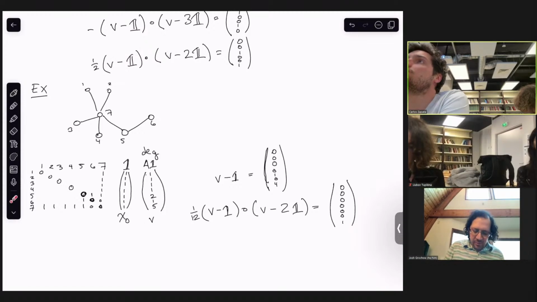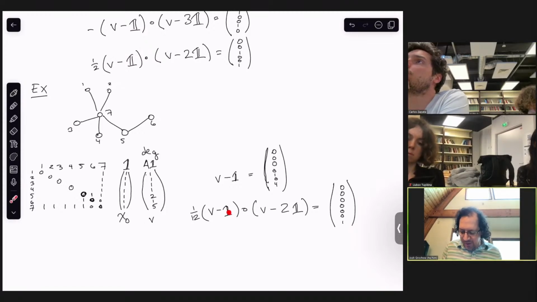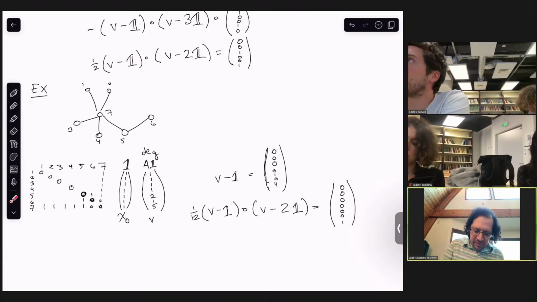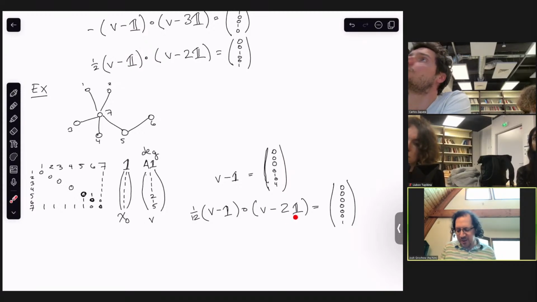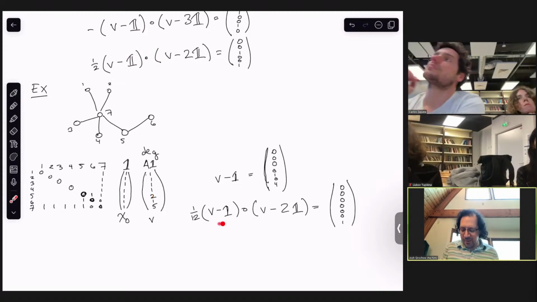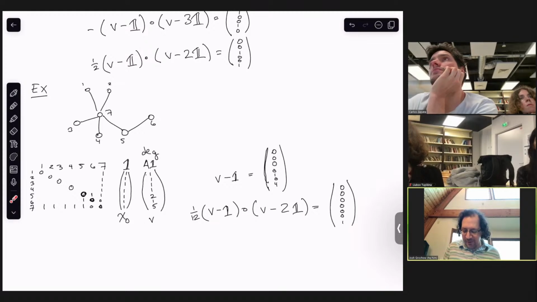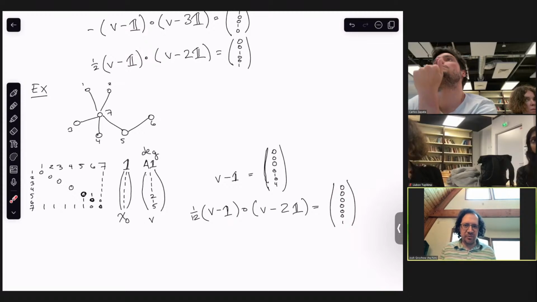Why? Because when I subtract off the all ones, that's putting zeros in the places where there were ones before. And when I subtract off 2 times the all ones, it puts a 0 in the place where there was a 2 before. And when I take the Hadamard product, that puts zeros in all of those places. But now when I plug in 5 here, this would give me 12. So I had to divide by 12 to get back this 1. So this is now using linear combinations and Hadamard product. I now got the indicator vector of vertices of degree 5.